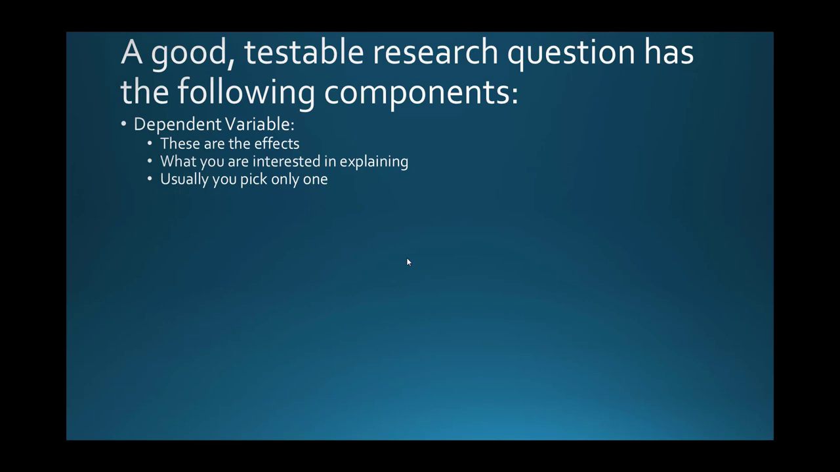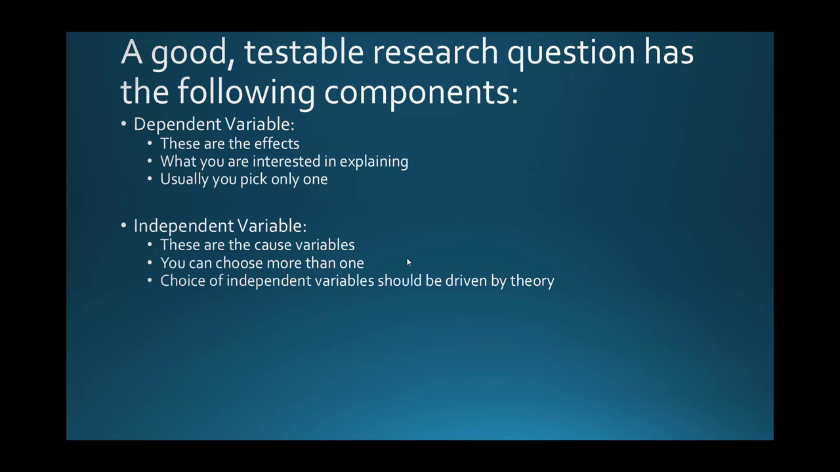You need a dependent variable. These are the effects. It is the thing that you're interested in explaining. And typically for statistical research, you only pick one thing at a time. The more dependent variables you have, the added complexity you have in a statistical model.